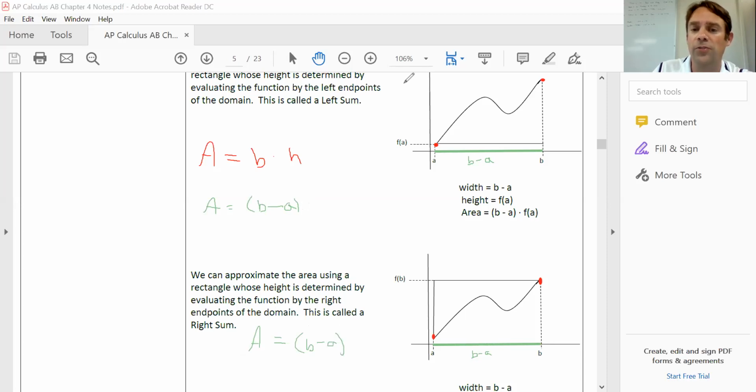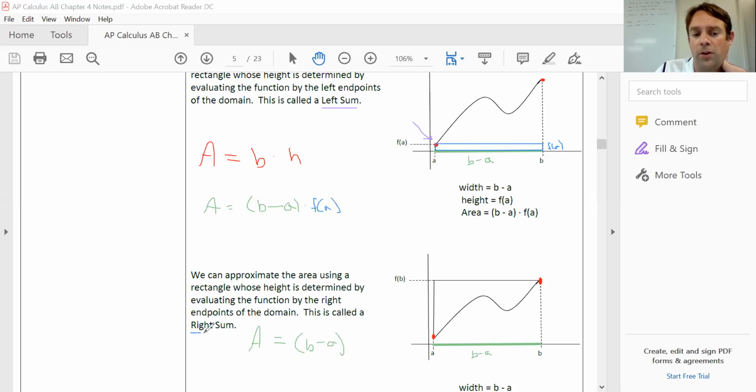If you look at this one right here, I'm using the left endpoint. So we call this a left sum because I'm using the left endpoint to figure that out. That means my height is going to be located wherever that value is. That height is not going to be very tall. Here's the f of a value, that's the y value. So the height of this thing is f of a.